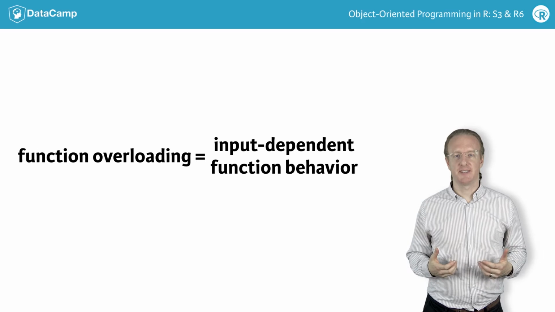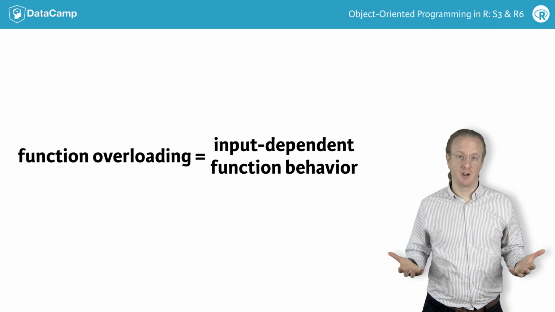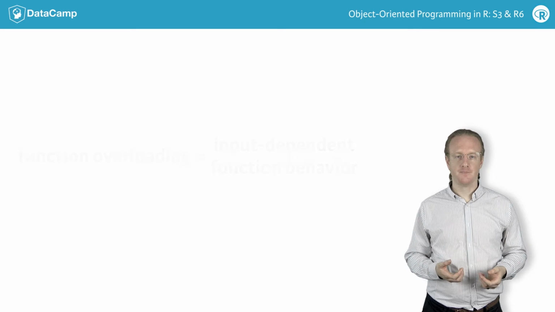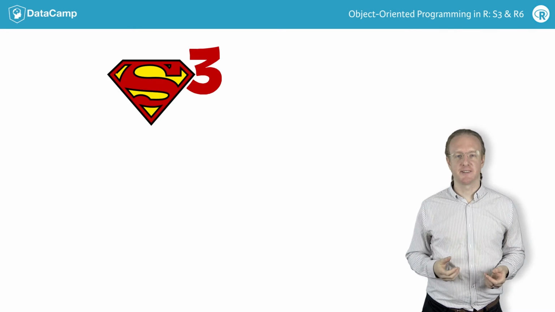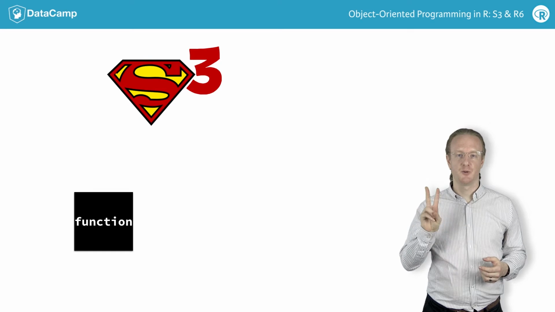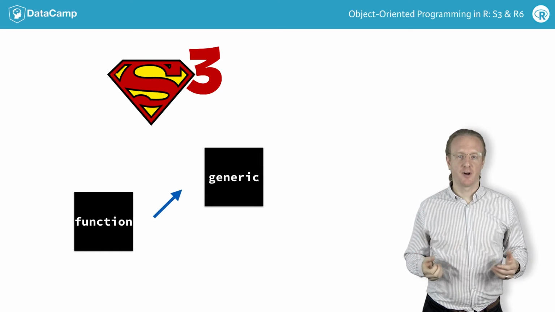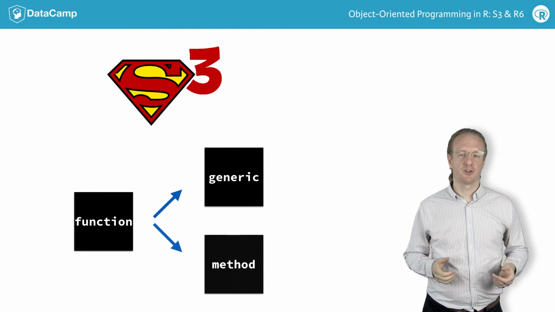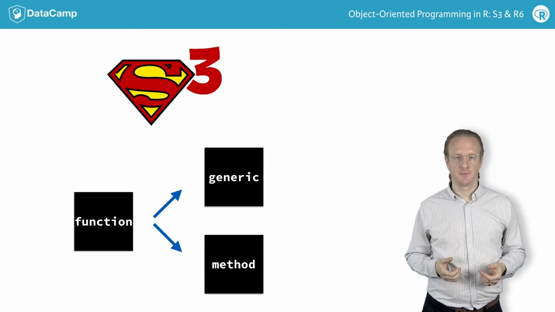Its main purpose is to simplify your code. If there was no such thing as function overloading, then there would be a lot more functions to learn. The S3 system exists entirely to make this problem easier. It does this by splitting a function into two parts: a generic function and method functions for each class.